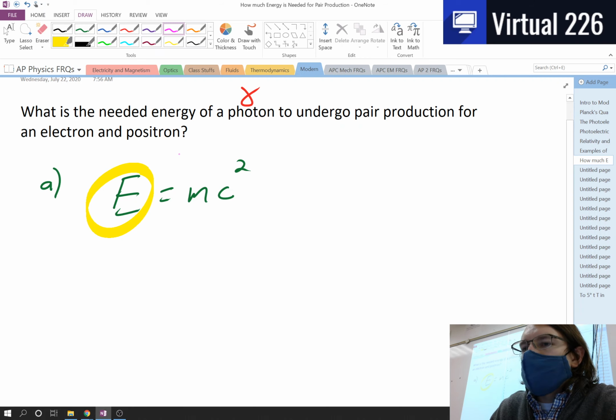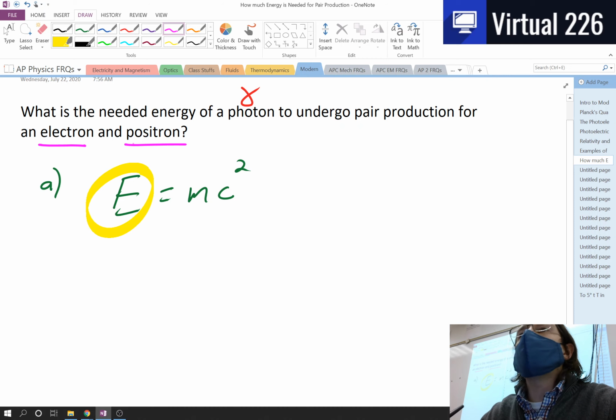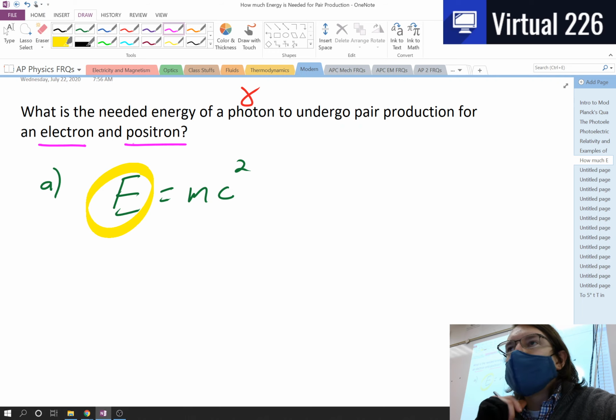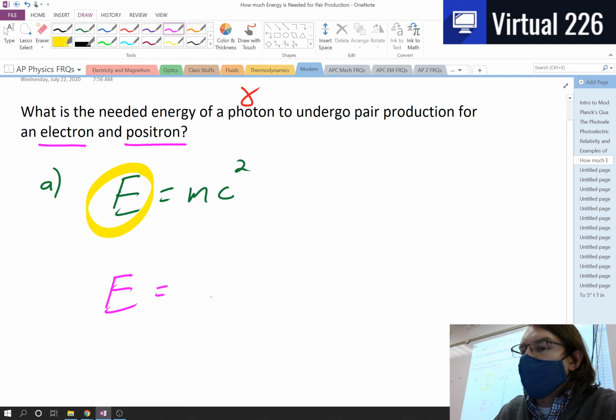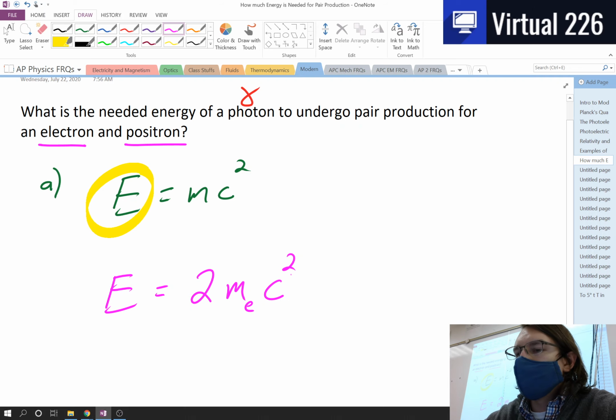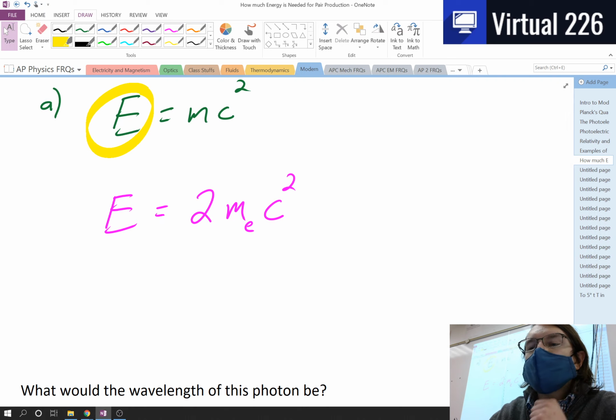The mass that we are creating is an electron and a positron. Now, a positron is identical to an electron in every way except it is positively charged, which means it has the same exact mass. So the energy we need is equal, because we've got an electron and a positron, 2 times the mass of an electron multiplied by the speed of light squared. That's how much energy we need to make both of them.